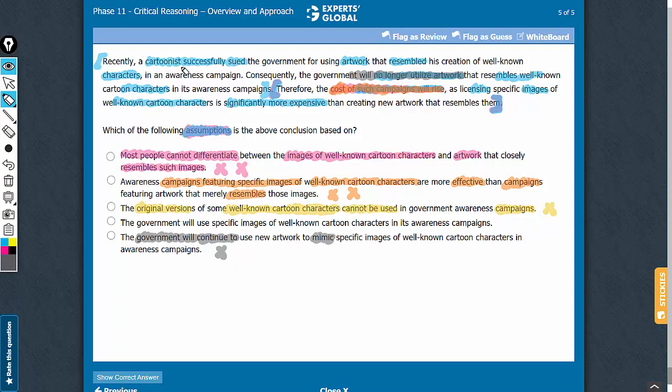Besides, it has been mentioned that the cartoonist successfully sued the government and therefore using such mimics would be against the law. Please always be very careful about such unethical, crafty sounding answer choices. They are only very rarely correct on the test. Let's confirm answer choice D now.